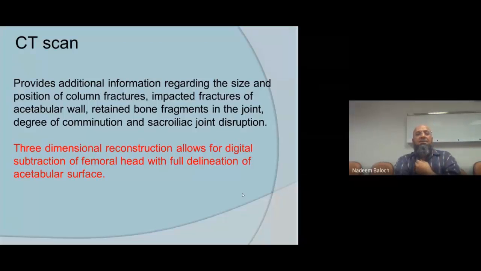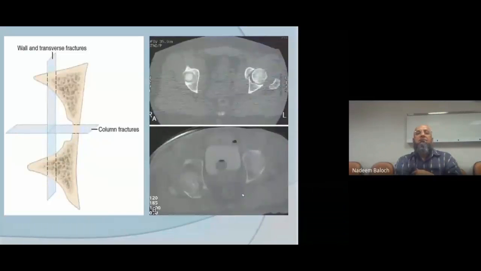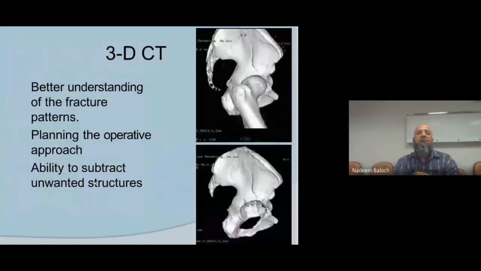Three-dimensional reconstruction allows for digital subtraction of the femoral head, so we can see the deformation of the acetabular surface. This is what I'm going to show in my later slides. This is how a wall fracture can be seen on CT. This is how columns are seen. These are 3D reconstructive CT scans, which give a better understanding of the fracture patterns, planning of the surgery, and the ability to subtract the unwanted structures.